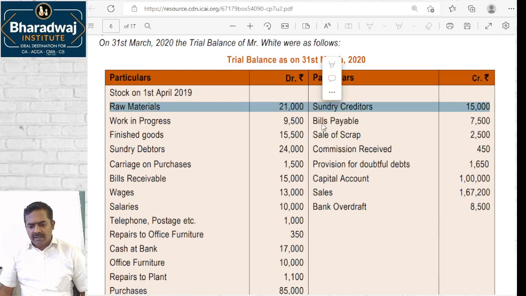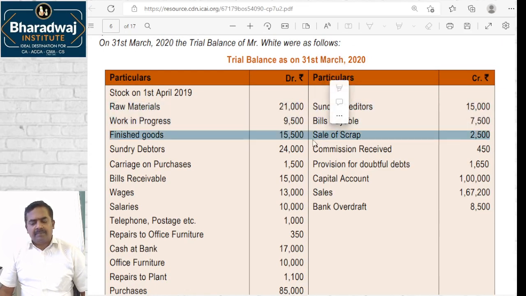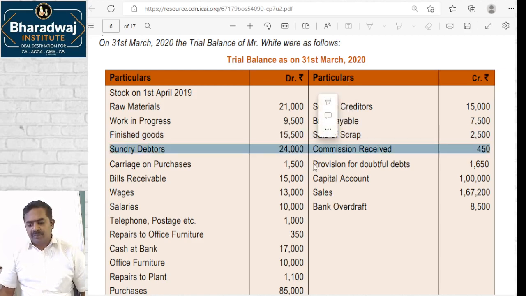Bills payable, balance sheet. Sale of scrap, we can record in manufacturing account if you assume that as a byproduct. Otherwise, you can record it in P&L account also. Nothing wrong in it. Then, commission receipt, P&L account.